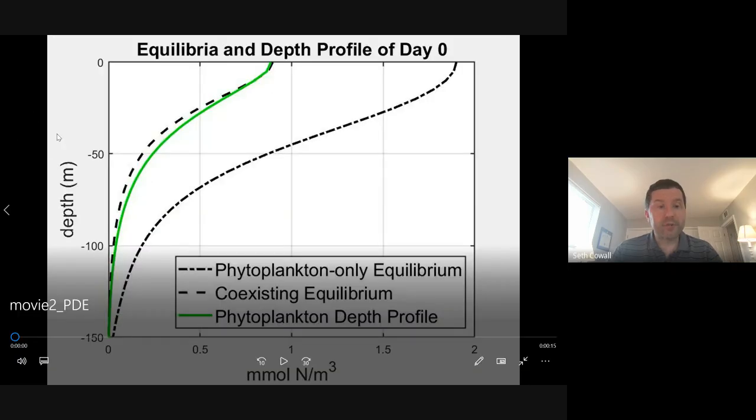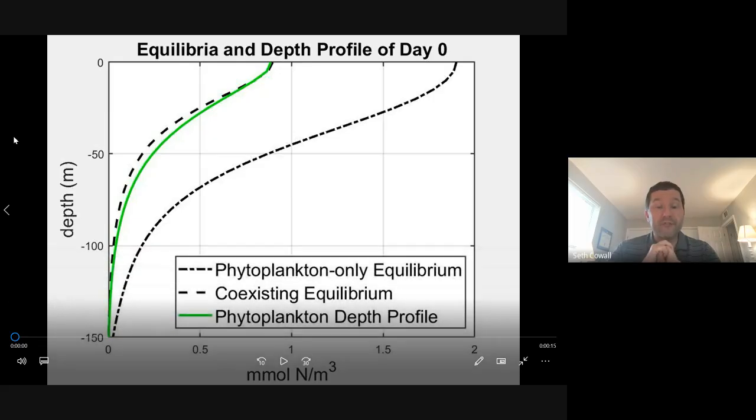All right, so I'm going to show you here. What I showed you earlier was an animated phase plane. This is going to be an animated depth profile. Let me explain what's going on here before I run it.